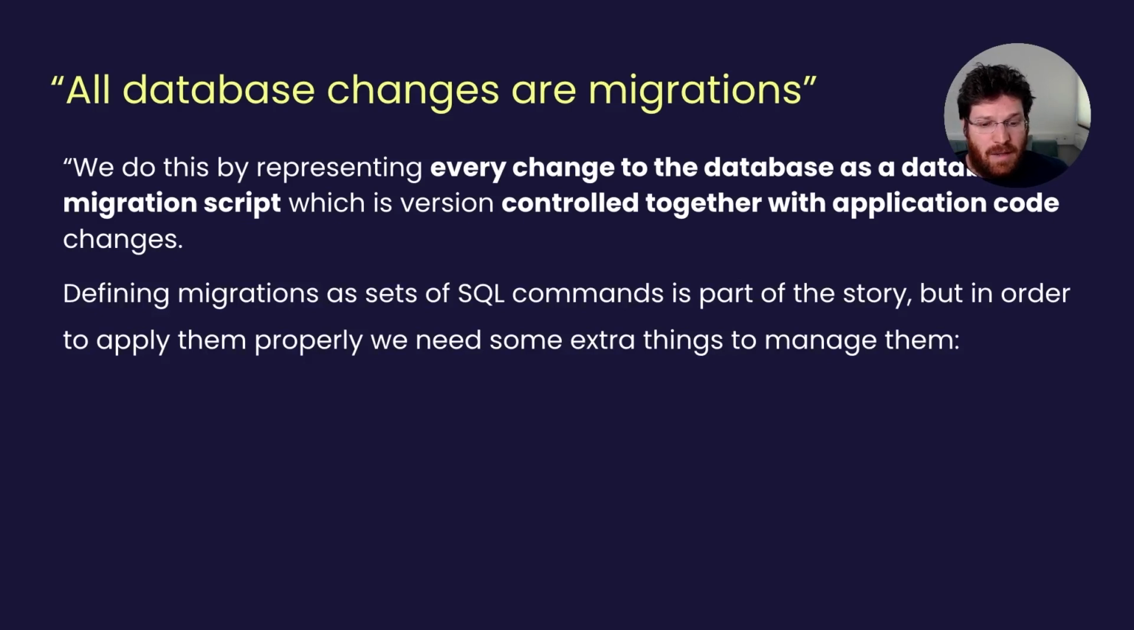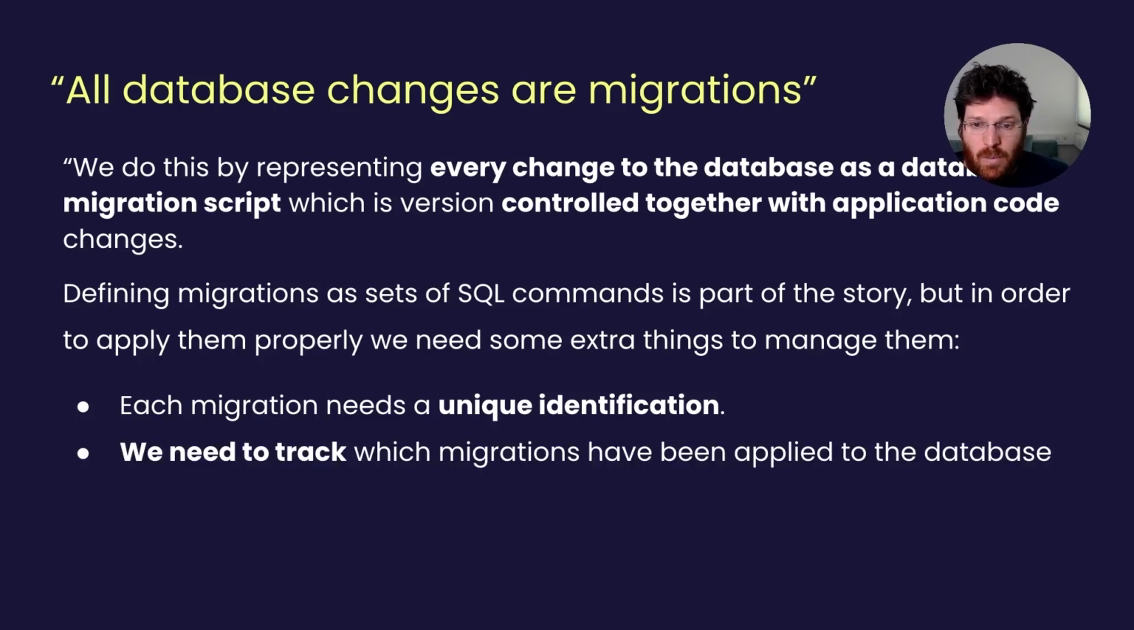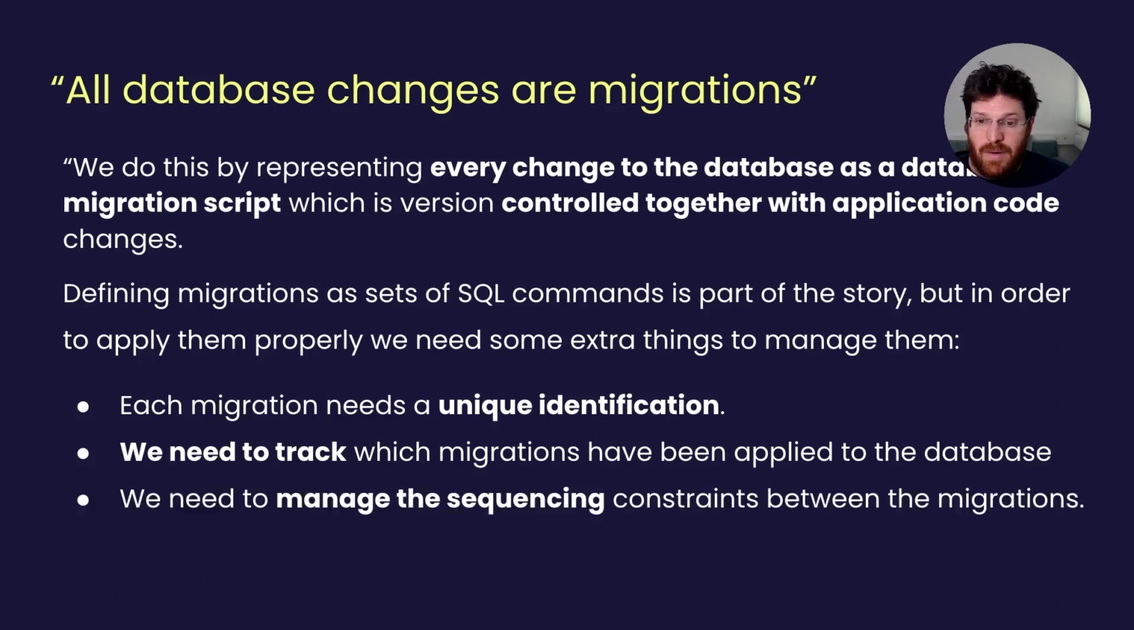Now, having our code repo as a single source of truth for the application is great, and storing the changes to the database as SQL scripts in our repo is a huge improvement, but that is still not enough for building automated pipelines. We need a few more things. One is that each migration needs a unique identification, basically a version number. We need to track which migrations have been applied to the target database so we don't try to create the same table twice. And very importantly, we need to manage the sequencing, the order in which these migrations are applied.